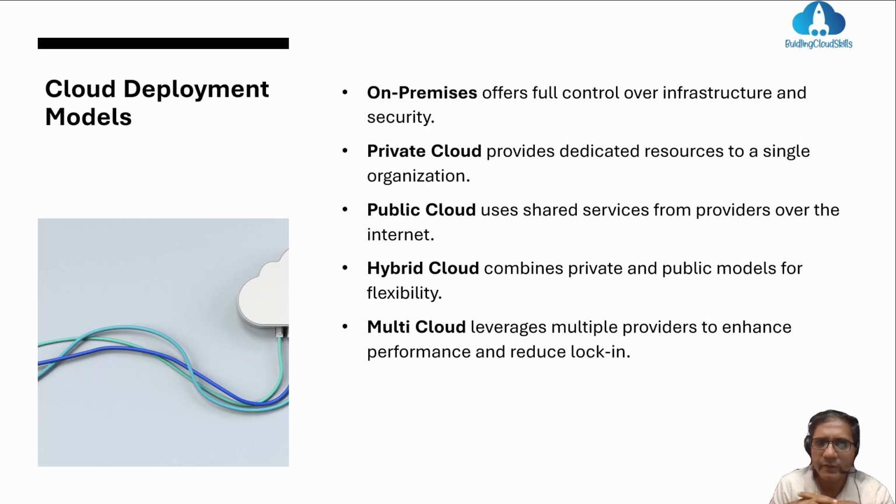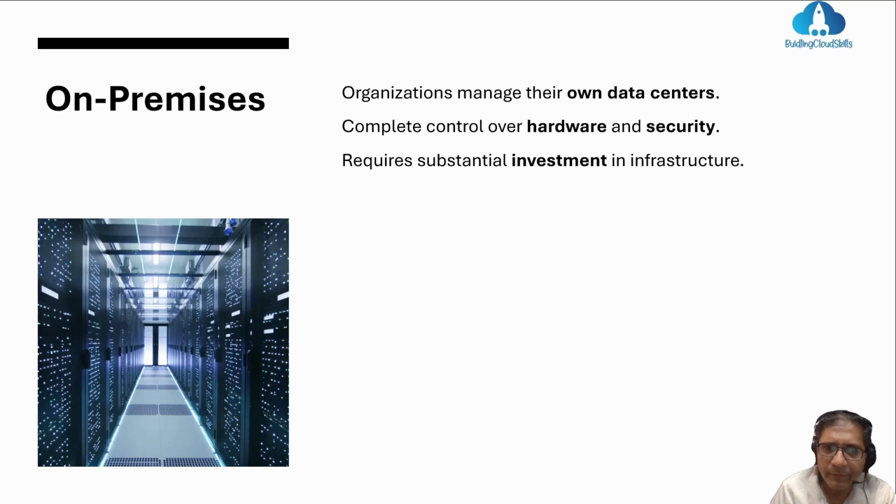So, different deployment models in cloud: on-premise, private cloud, public cloud, hybrid cloud, and multi-cloud. Let's talk about them one by one. So on-premise, an organization has their own data center. They have complete control over hardware and security, and it requires substantial investment in IT. Generally, this was the way the whole world used to work at one point of time. So one way was to do it on-premise by yourself.